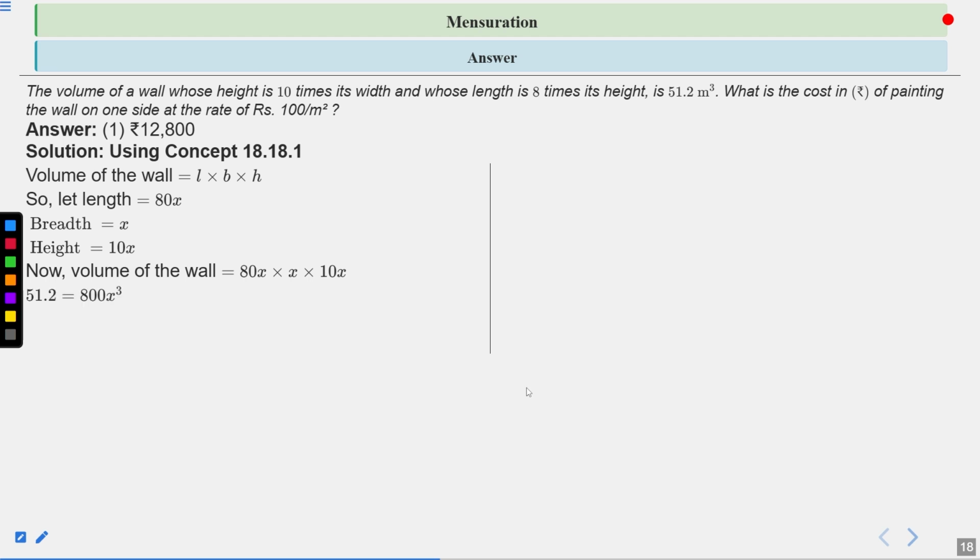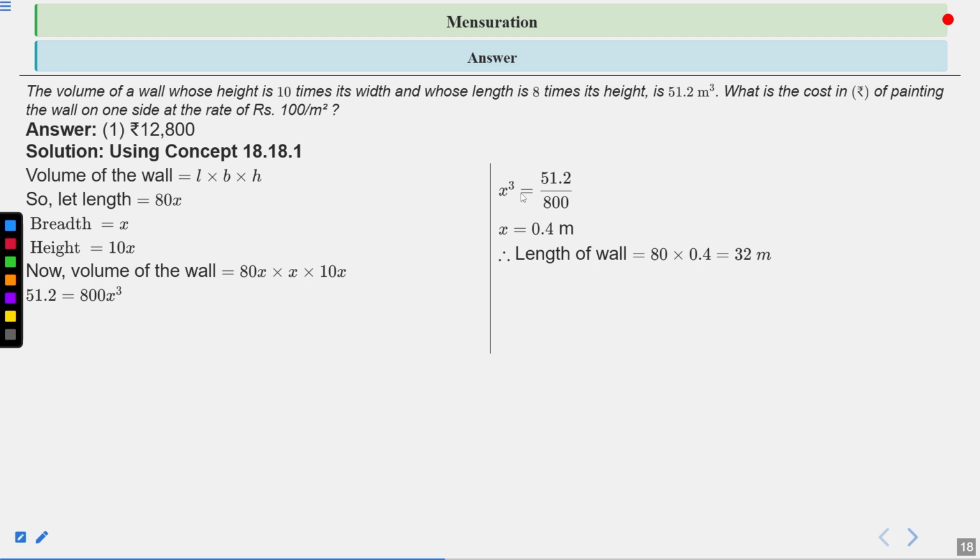So we get 51.2 equals 80x into x into 10x, which is 800x cube. So we get the value of x cube, which is 51.2 upon 800. Now multiplying by 10, we get 8 upon 10 when simplifying, so we can calculate the value of x, which is 0.4 meter. Or otherwise, multiplying 10 in numerator and denominator, it becomes 512 upon 8000. Simplifying it, we get the value of x, which is 0.4 meter.